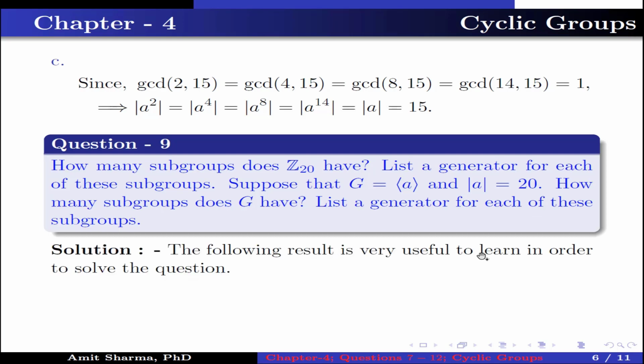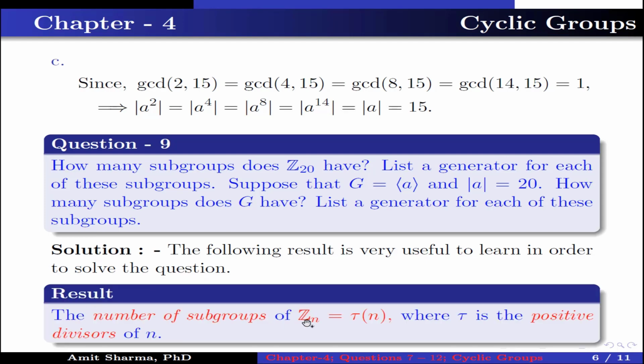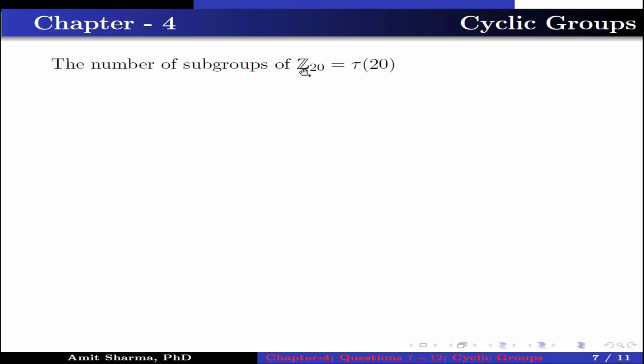The following result is very useful to learn in order to solve the question. Result. The number of subgroups of Zn is tau of n, where tau is the number of positive divisors of n. The number of subgroups of Z20 is tau of 20, which is further written as tau of 2 square into 5, which is equal to 2 plus 1 into 1 plus 1, which is equal to 6. This implies the number of subgroups of Z20 is 6.